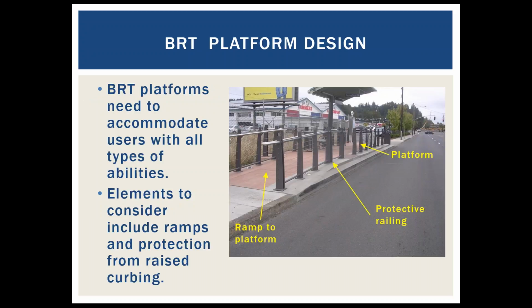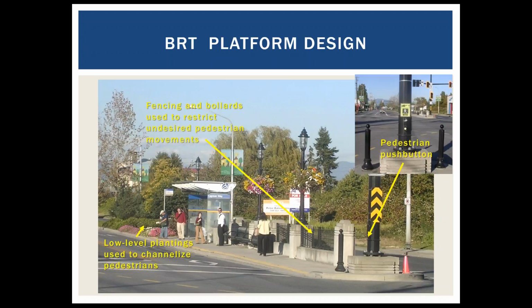So here's some of the elements put together on this slide. You can see that there's a ramp to the platform. There's protective railing so that there's only a gap in the railing where people would board in the light on this specific one. Again, that railing is there to prevent people from dropping off that higher curb. So these are the elements that you consider when designing your BRT platform.